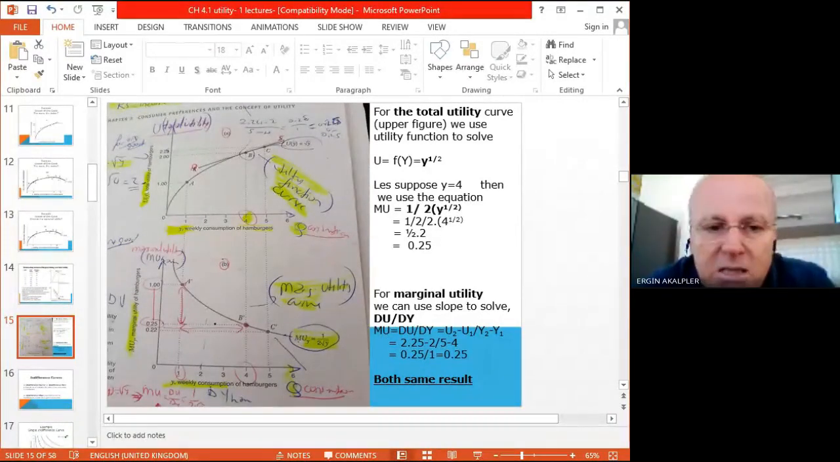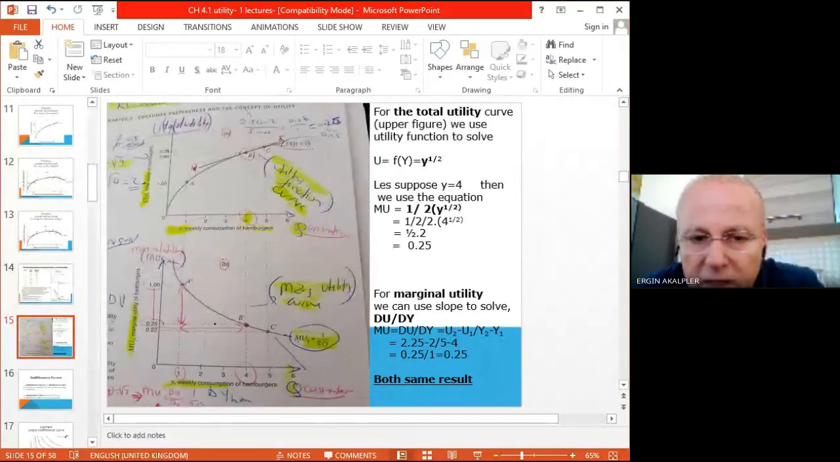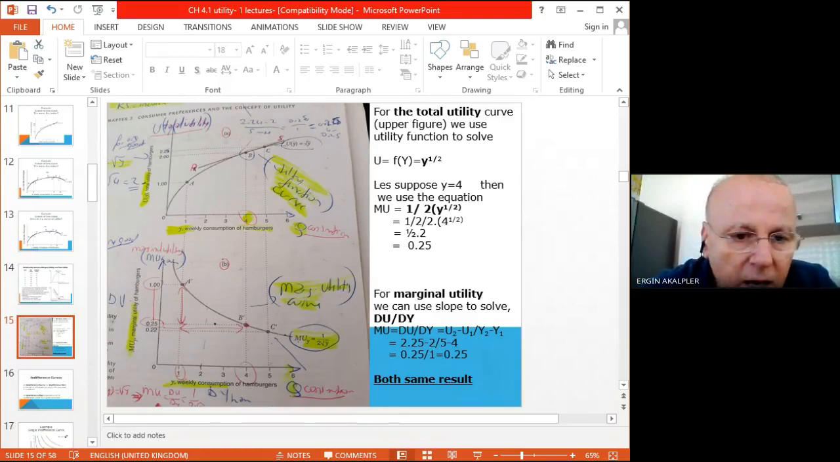When we are applying this function to this equation, we first get the marginal utility, where we take the derivative of this utility function. The derivative of this utility function is 1/2 times the square root of y. When we apply it to 4, where 4 is the number of hamburgers that we are consuming, it is calculated as 1/2 times 2, which is 1/4, and this gives you 0.25 as a result for the marginal utility.